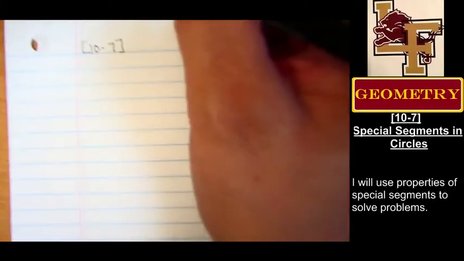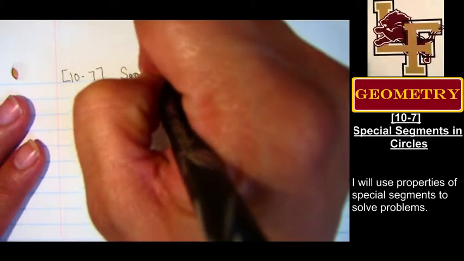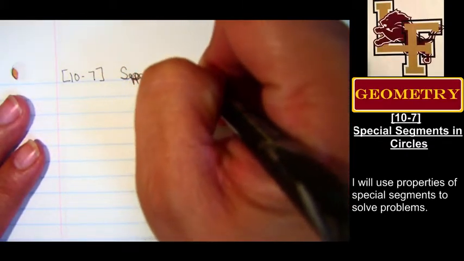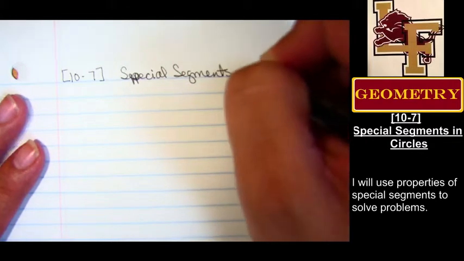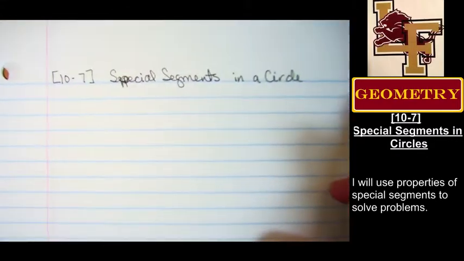So we're working on 10:7. We're continuing on our chapter for circles. Today's conversation is the special segments in a circle. Sorry, I forgot how to write because of spring break. Special segments in a circle.